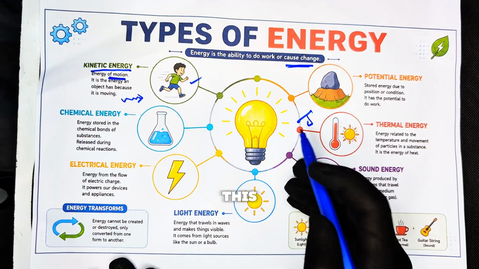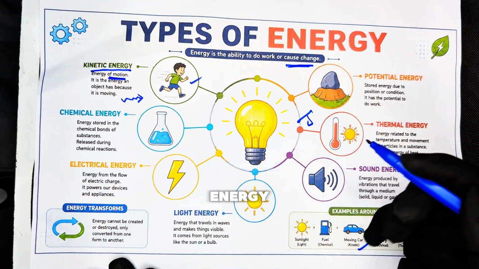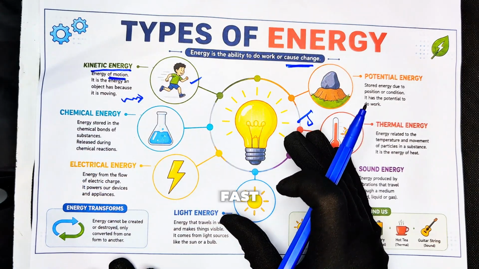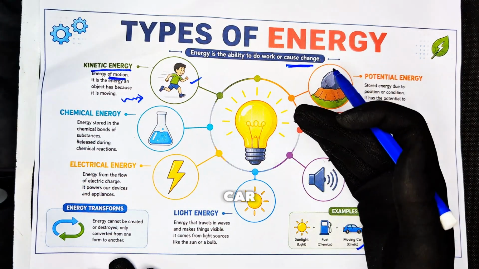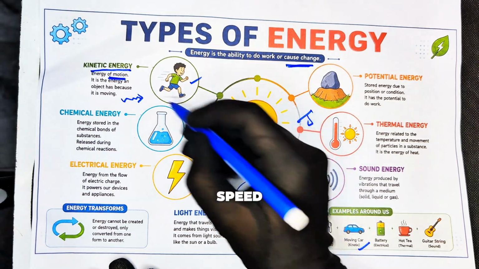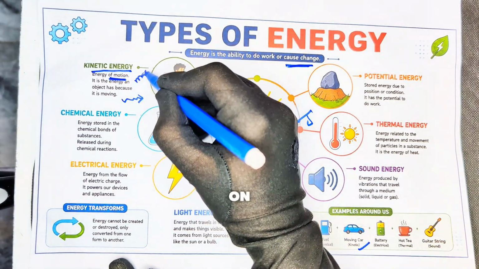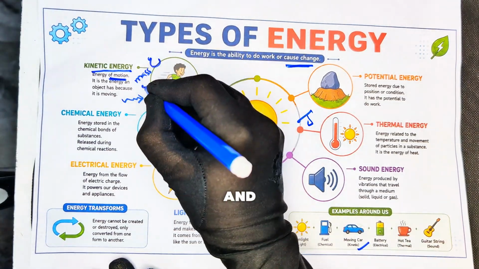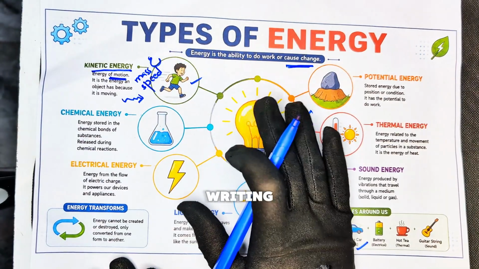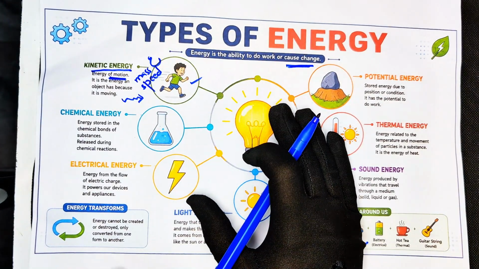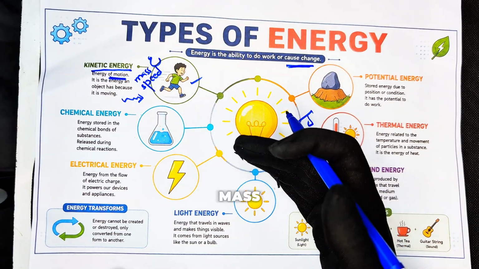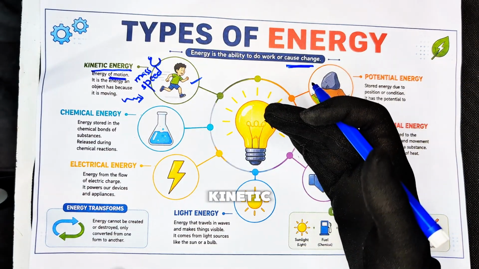Now think about this. Which has more kinetic energy? A slowly moving car or the same car moving very fast? Exactly, the fast car. So kinetic energy depends on mass and speed. Sorry for the bad writing. More mass and greater speed can mean more kinetic energy.